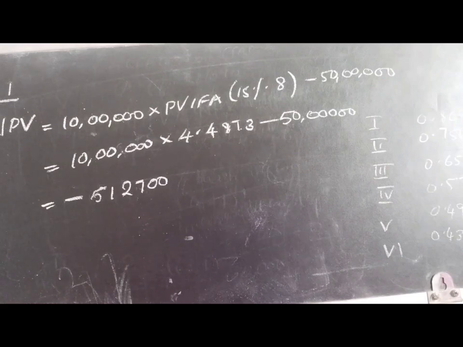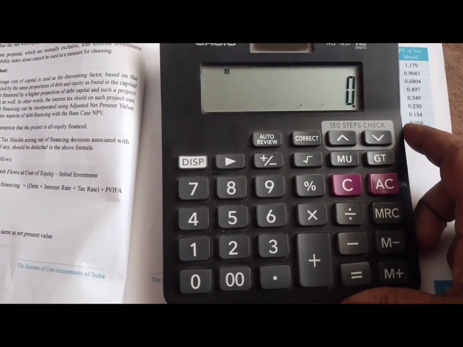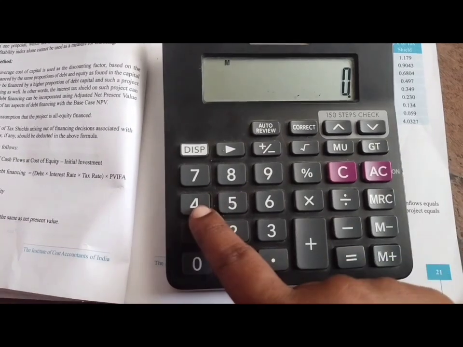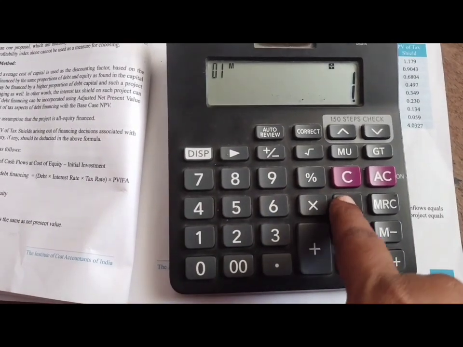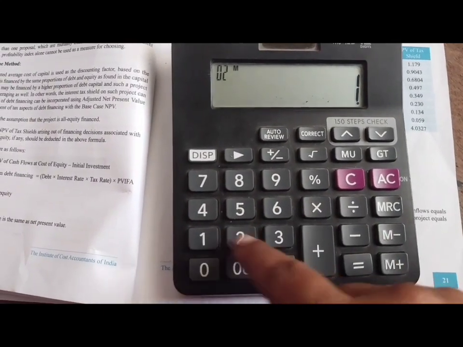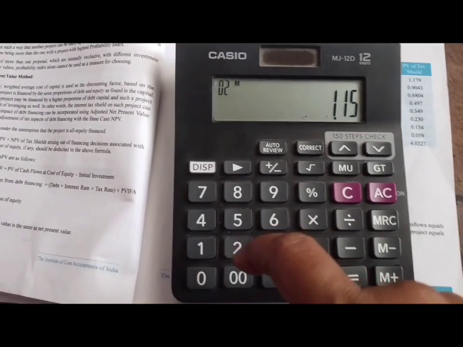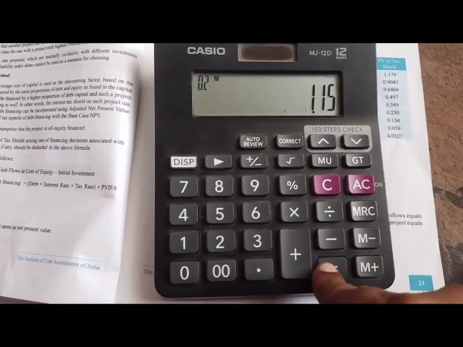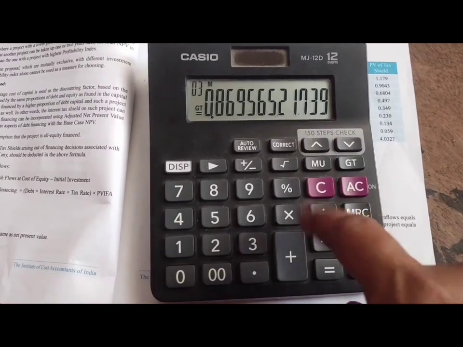So we will get minus 5,12,700. Let's show how we will calculate these present value factors in the calculator. So 1 divided by 1.15, that is 1 plus 15 percentage is 1.15, equal to. So this is for second year.